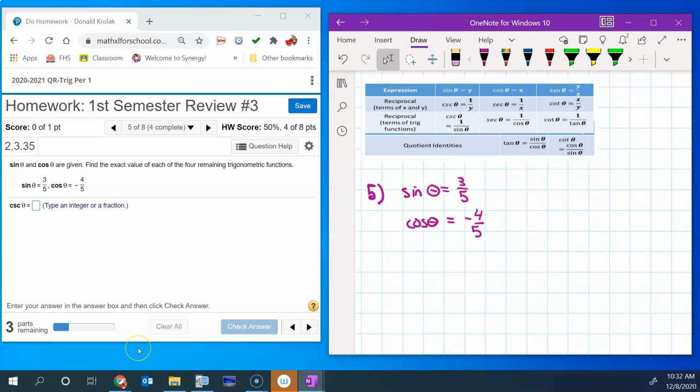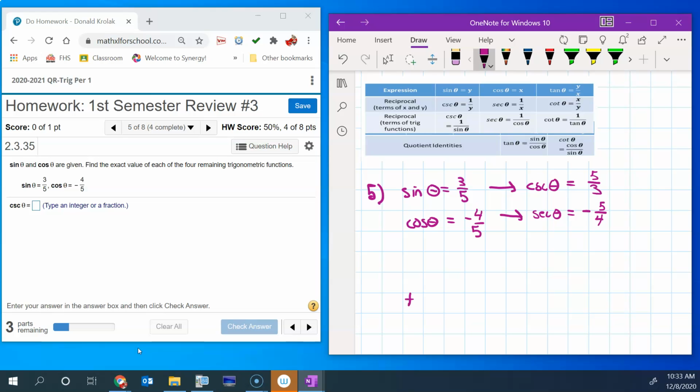Okay, number 5, you're given sine and cosine, and you're asked to find the exact value of each of the remaining 4 trig functions. So we're just going to use these charts up here. If I want to get the reciprocal of sine, that is cosecant, so I flip it. The reciprocal of cosine is secant. So it's negative, it stays negative, and I flip the numerator and denominator.